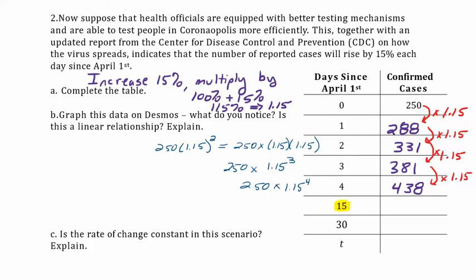So the quickest way to get to 15 is to think, well, I'm going to start with my 250 cases. And then to get all the way down this table, I'd have to multiply by 1.15 15 times. And to get to 30, I'd have to take 250 and multiply by 1.15 30 times. All right, so if we do that on your calculator, you should get 2,034 cases on the 15th day and 16,553 cases on the 30th day.